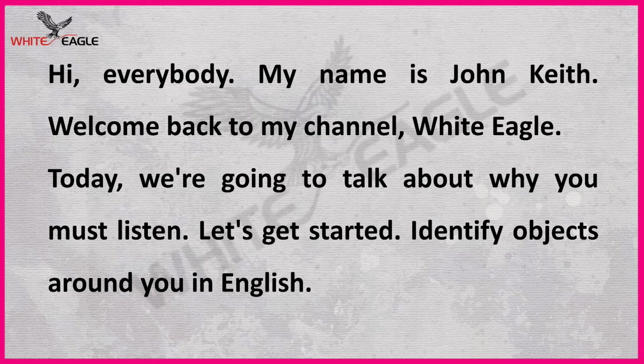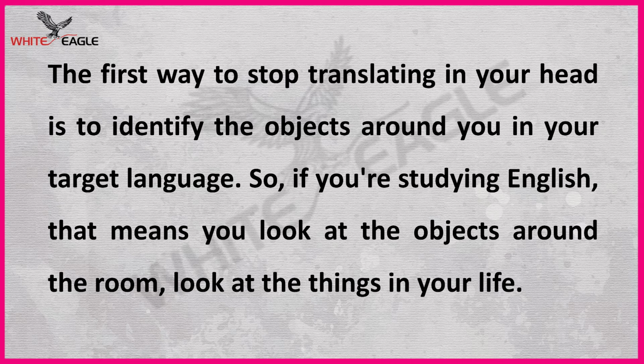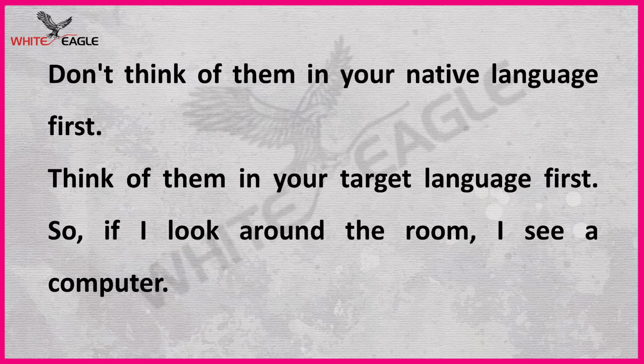Identify objects around you in English. The first way to stop translating in your head is to identify the objects around you in your target language. So if you're studying English, that means you look at the objects around the room. Look at the things in your life. Don't think of them in your native language first. Think of them in your target language first.